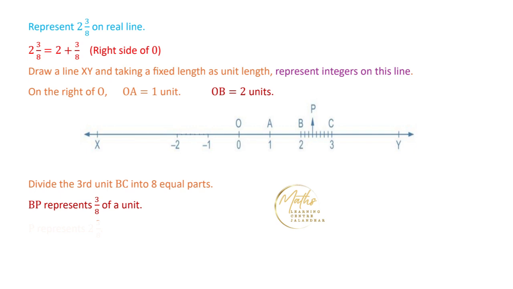The unit distance is the distance between B and C. We have divided this portion in 8 parts. When we have crossed the third part, this point P represents 3 by 8 of a unit distance. So now we can see that starting from the point 0, we have moved 1 unit distance and reached point A. We moved 2 unit distance and reached point B. Now we have moved 3 by 8 unit distance and reached this point P. So this point P represents the number 2 whole 3 by 8.